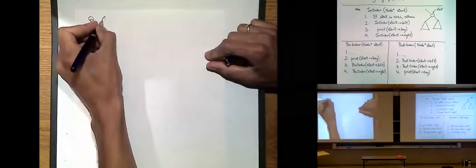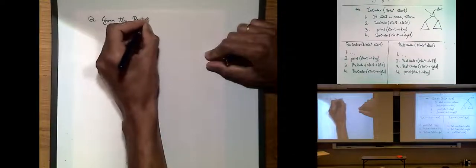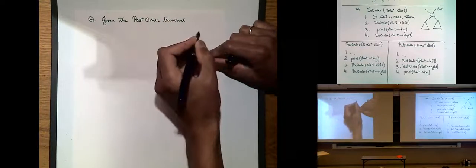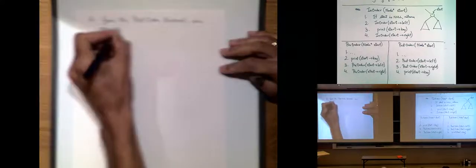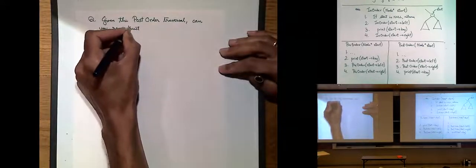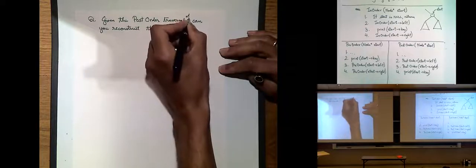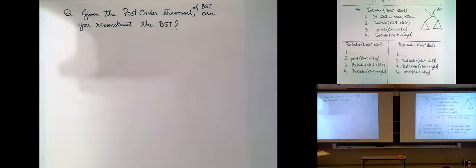Question, given the post order traversal, can you reconstruct the BST? I should say post order traversal of a BST. Question makes sense? The same question I'm saying, suppose I gave you the post order traversal of a binary search tree. Can you reconstruct it?